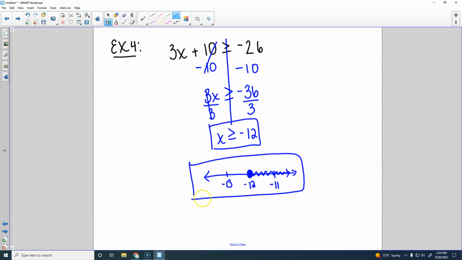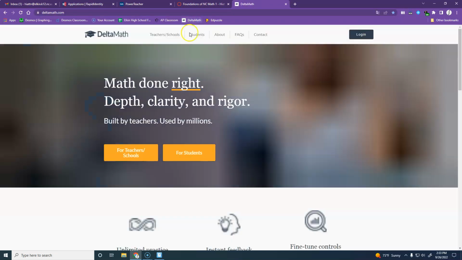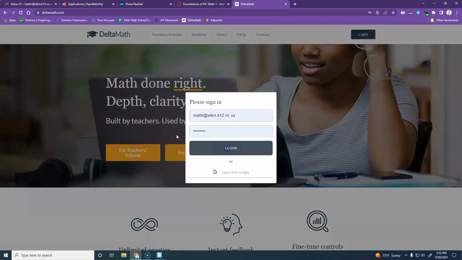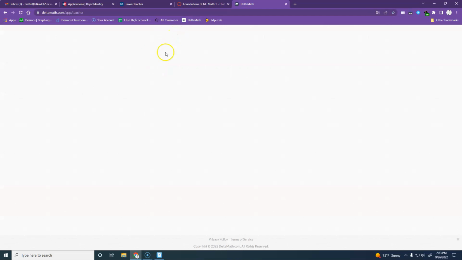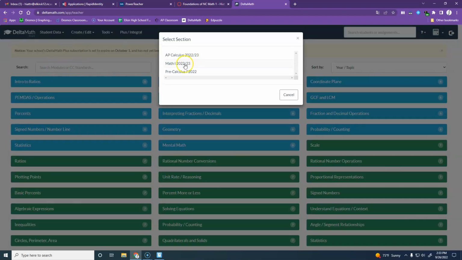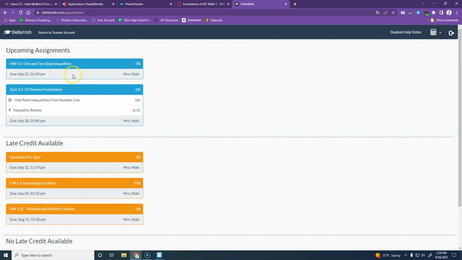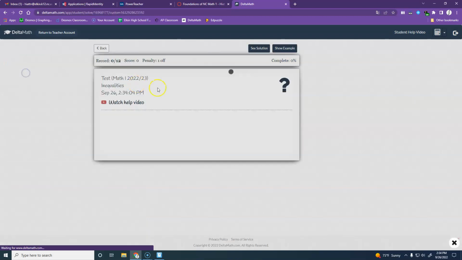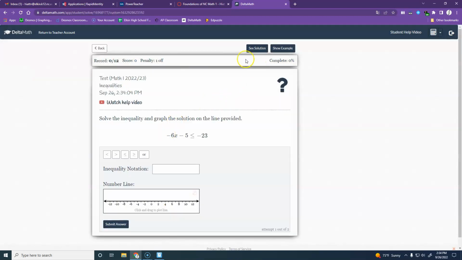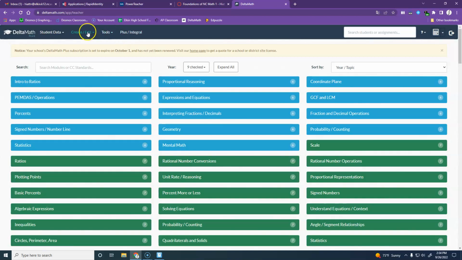So this is all we'll do for notes, but I'm going to do one Delta Math for us together, just so you see how you'll put your answer in. So we'll be doing this 1- and 2-step inequalities assignment today.